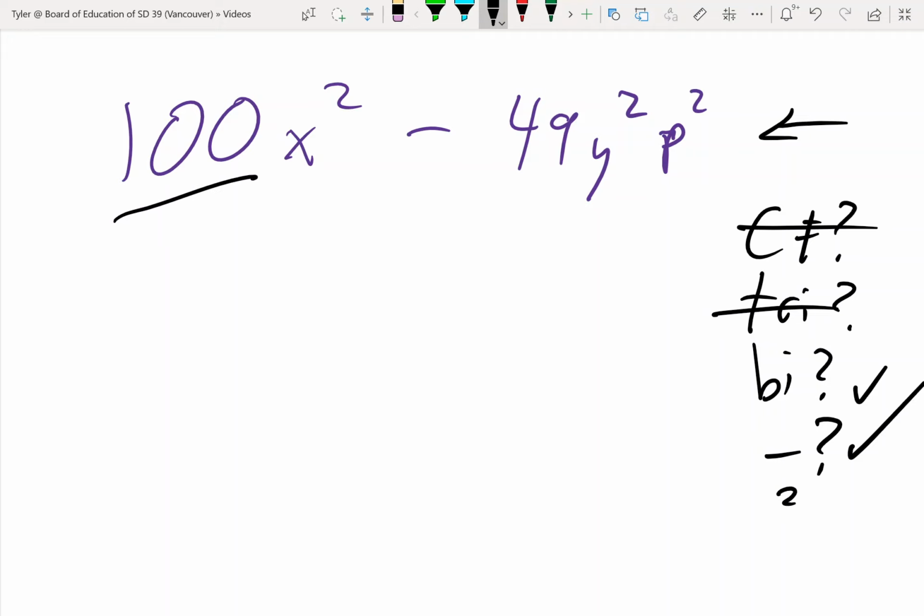So 100 is a square. X squared is a square. 49 is a square. Y squared is a square. And p squared is a square. Everything's a square, so it's good. That means we can do difference of squares.